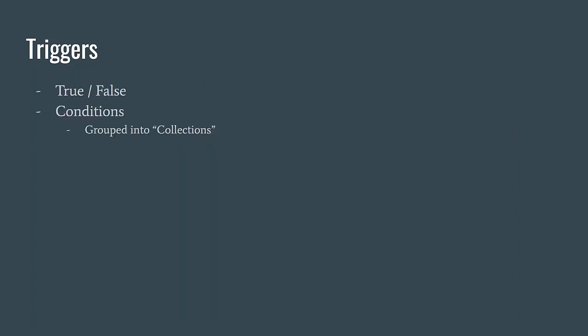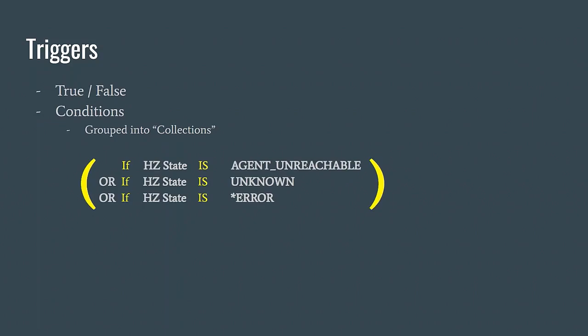So something else we can do with our triggers is, now that we can do conditions and we can start laying it out in that logical sense, we have got an advanced feature where we can group them into collections. And so now this is a series of conditions that can be evaluated as a whole. So for instance, there isn't just agent unreachable as one particular fail state, there could be multiple. So if HZ state is agent unreachable, or if HZ state is unknown, or if HZ state is, and here's where that wildcard comes in, asterisk error, because there could be multiple different error messages, and all of them mean it's a failure.